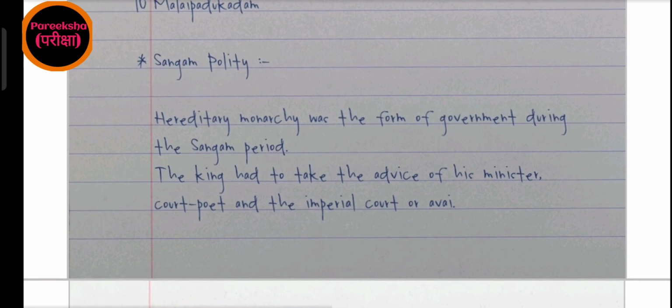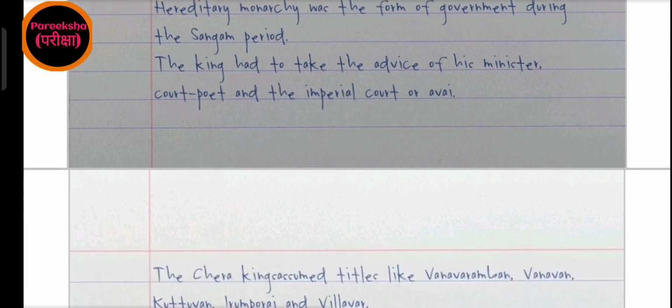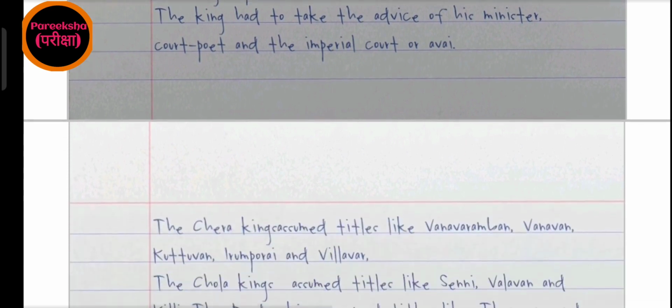Sangam polity. Hereditary monarchy was the form of government during the Sangam period, and the king had to take the advice of his ministers, court poets, and the imperial court.